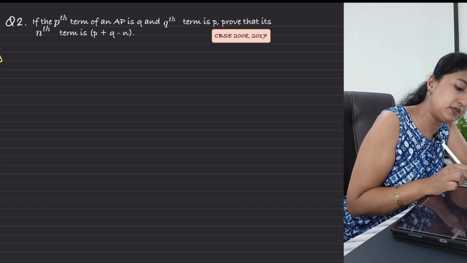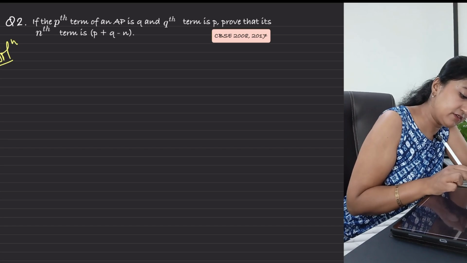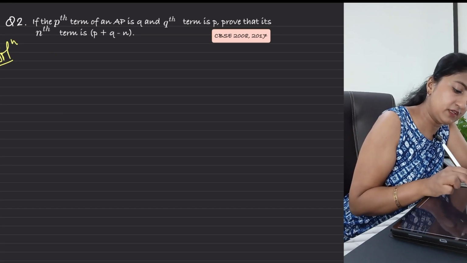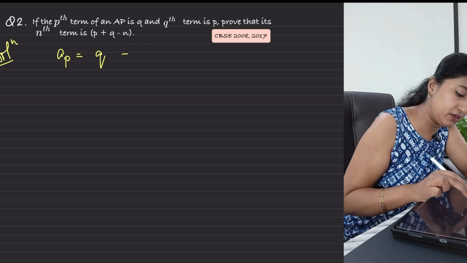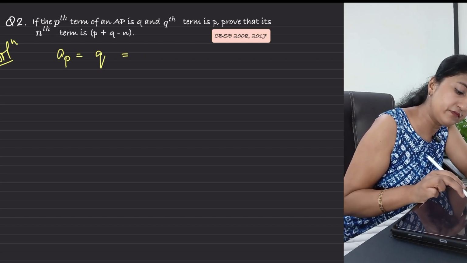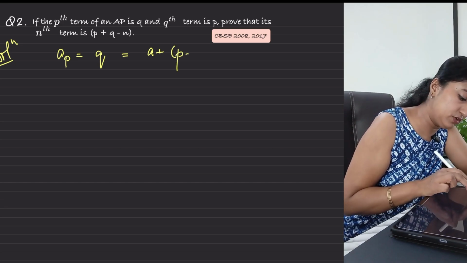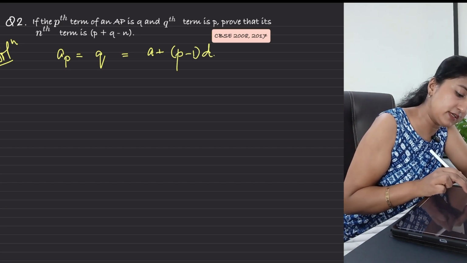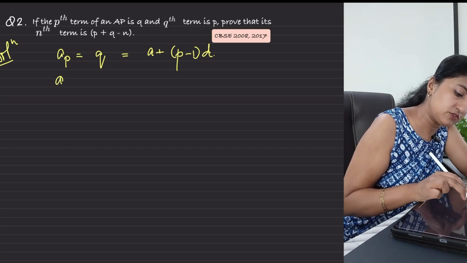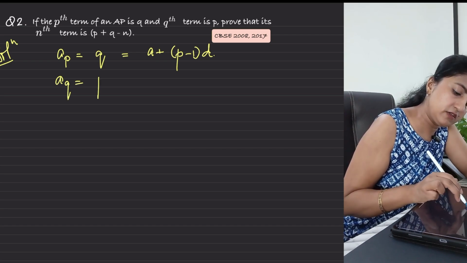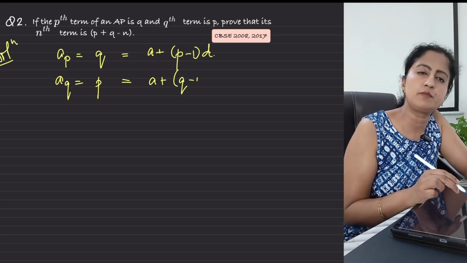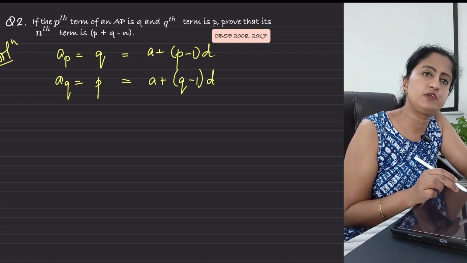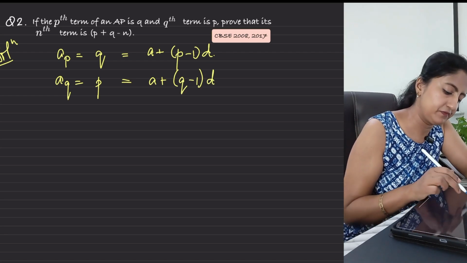Now, the pth term is Q. That means we are given AP equals Q, and I will expand the pth term over here, which is written as A plus P minus 1 times D. And then we are being told that AQ is P. So A plus Q minus 1 times D. Now again, we have got two simultaneous equations over here, which we are going to solve by elimination.